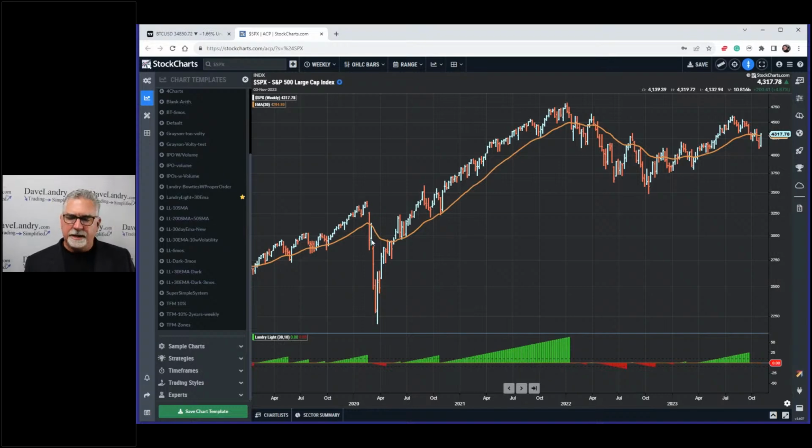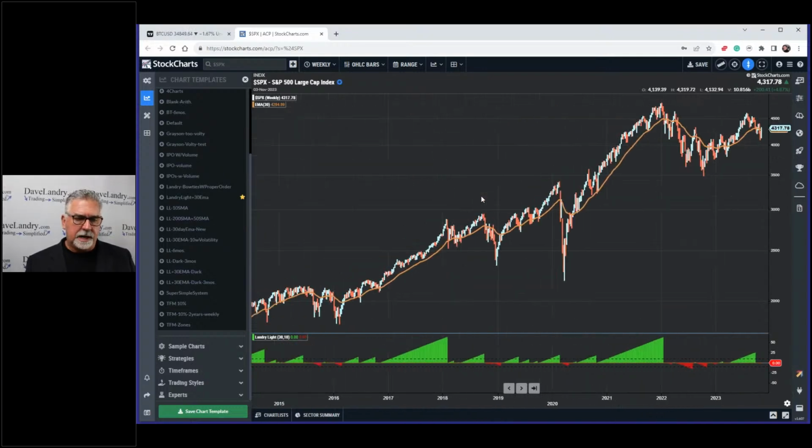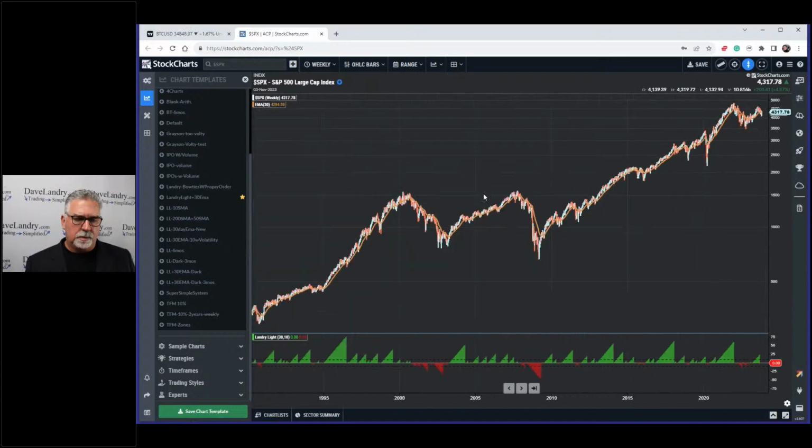So make sure you're looking at other indicators. And for the record, the TFM 10% system did trigger on this big down day here, to get out of the way. But as you can see, just following the Landry Light, and just back the chart way out, okay?